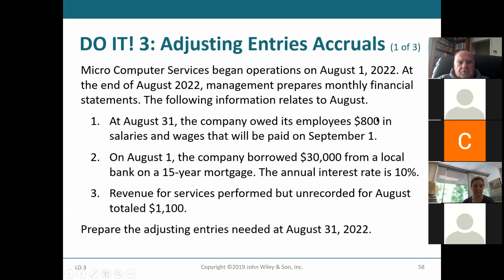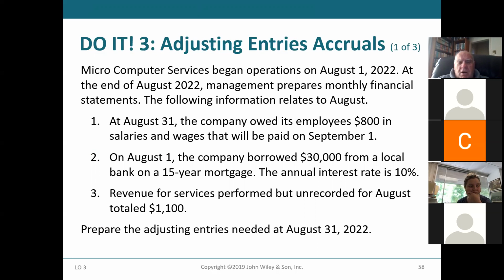At August 31st, the company owed its employees $800 in salaries and wages. That's like the $1,200. So one of you worked a couple of days in August and you earned $800, but you're not getting paid until September. That expense must be accrued in the month of August. And we're going to do it with what type of an account? We're going to debit salaries expense and credit salaries payable.